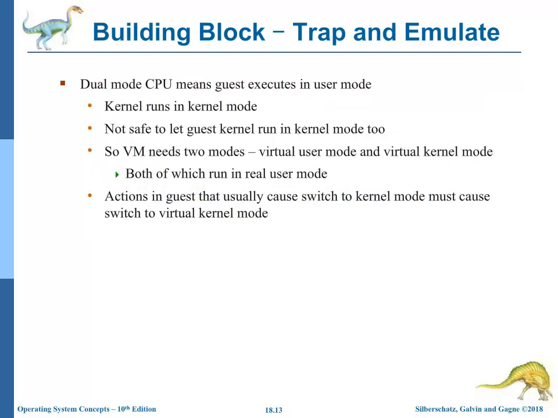On a typical dual-mode system, the virtual machine guest can execute only in user mode. The kernel, of course, runs in kernel mode, and it is not safe to allow user-level code to run in kernel mode. Just as the physical machine has two modes, so must the virtual machine. Consequently, we must have a virtual user mode and a virtual kernel mode, both of which run in a physical user mode. Those actions that cause a transfer from user mode to kernel mode on a real machine must also cause a transfer from virtual user mode to virtual kernel mode in the virtual machine.